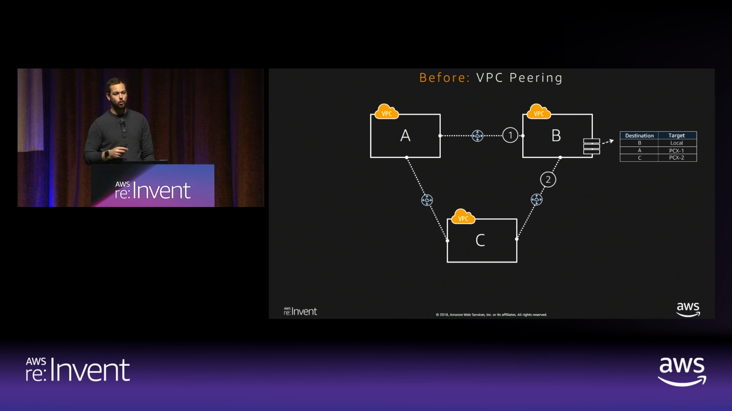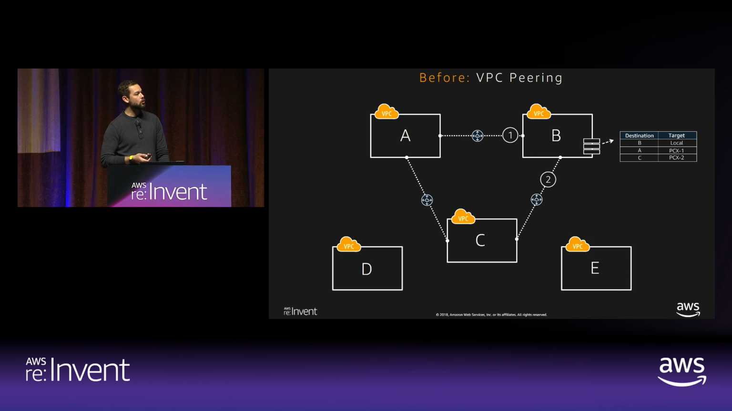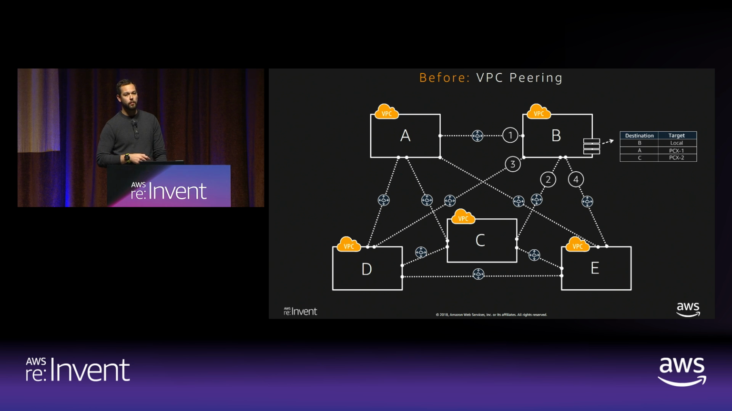Now all our VPCs can talk to each other. Now as you add additional VPCs, you can see it gets pretty complex. We're adding a lot of ranges. Now VPC peering has been great.